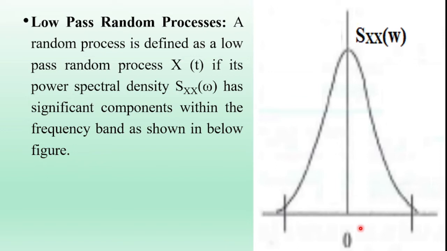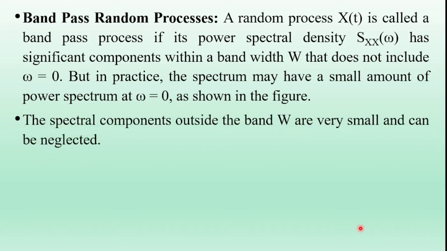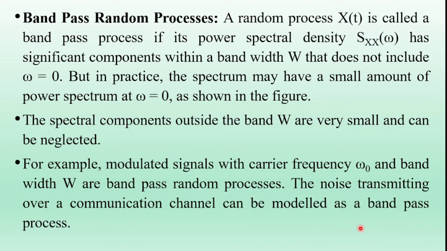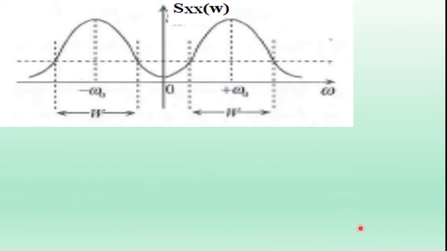And second one is band pass random process. And what is the band pass random process? A random process x of t is called a band pass random process if its power density spectrum Sxx of omega has significant components within a bandwidth W that does not include omega equal to 0. But in practice, the spectrum may have a small amount of power spectrum at omega equal to 0, as shown in this figure.